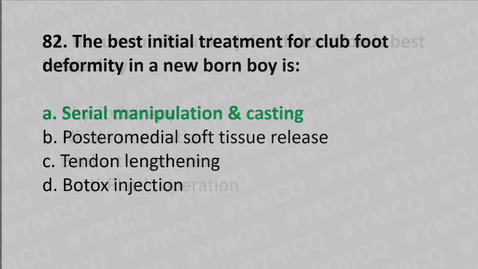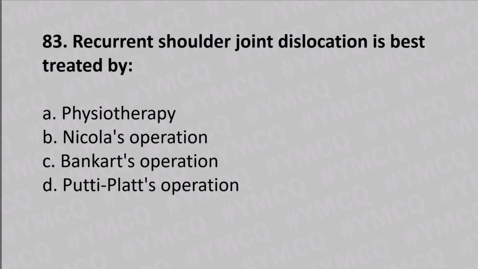Moving to our 83rd question. Recurrent shoulder dislocation is best treated by Option A, physiotherapy. Option B, Nicolas operation. Option C, Bankart's operation. Option D, Putti-Platt operation. And the answer is Option C, Bankart's operation.